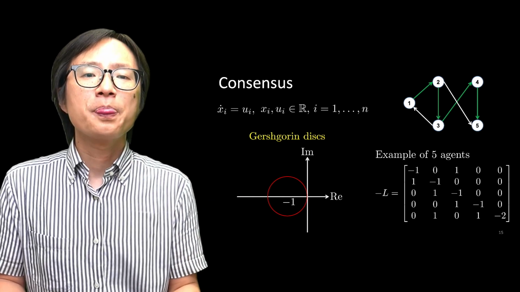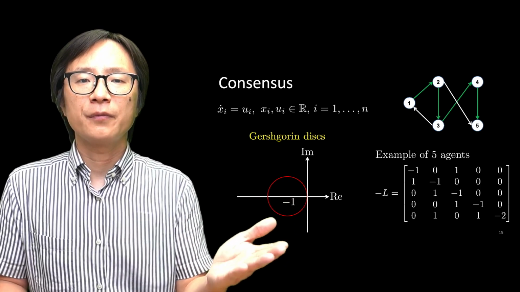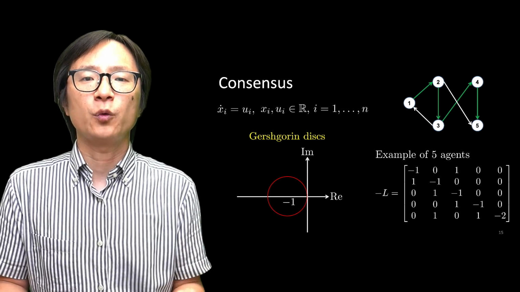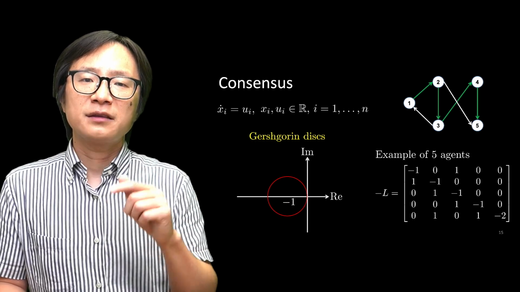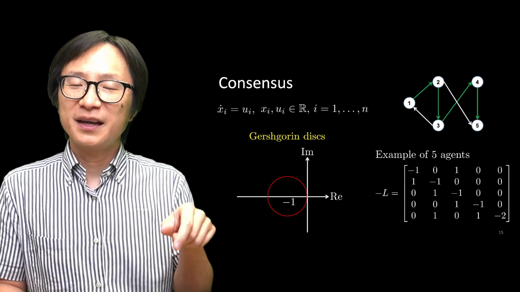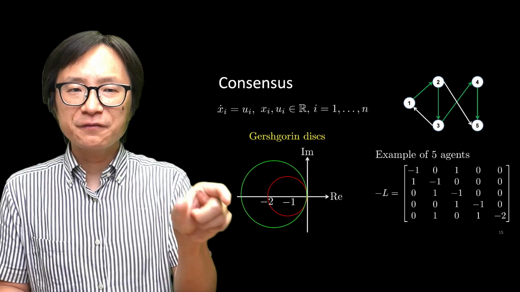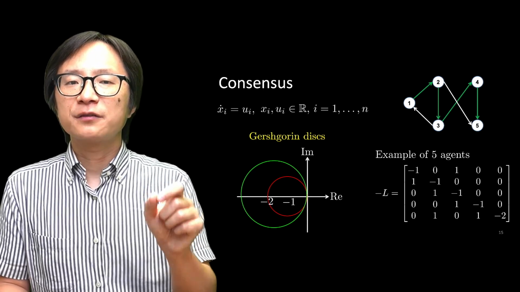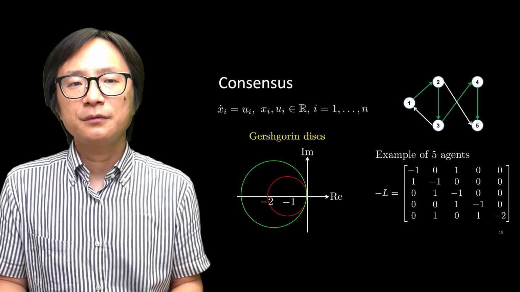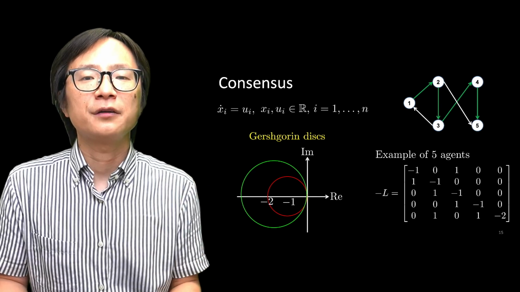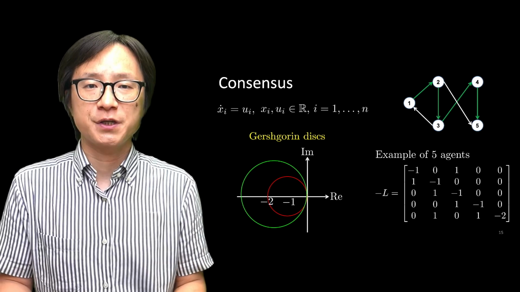So in this example, the first 4 rows give rise to the same Gershgorin disk, this red one here, centered at minus 1 with radius 1. So this disk barely touches the imaginary axis. It touches it only at the origin. The 5th row of this matrix gives rise to a second, this green Gershgorin disk, centered at minus 2, and the radius is 2. So again, it touches the imaginary axis only at the origin.